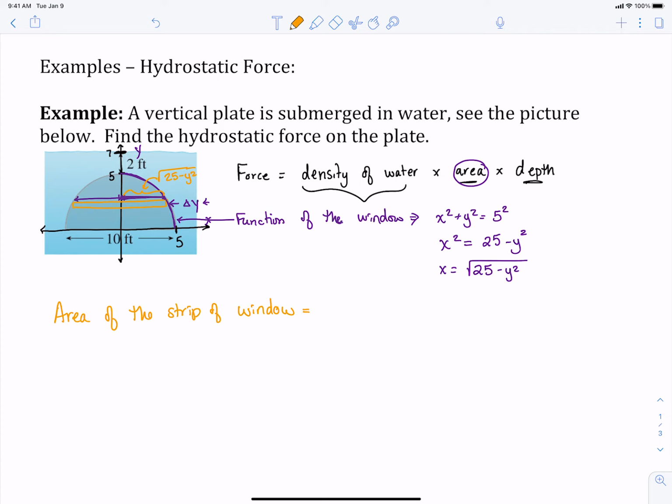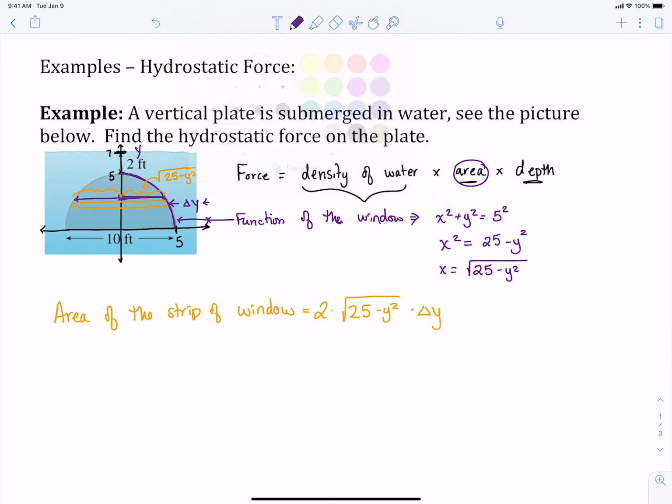So if we need two of those, because we need to go all the way across that strip, we need to get a second one here. That's going to be 2 times that value, and that's going to give us all the way across. So that 2 comes because we have to double that length. And then times delta y. So that's the area of our strip.